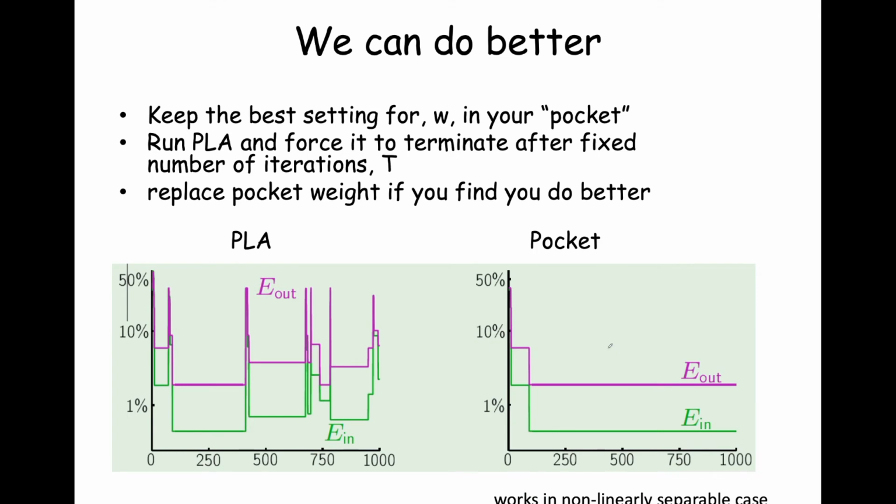One of the things we can do is something called a pocket version of PLA. And what this pocket PLA does is that it does not allow the perceptron learning algorithm to degrade. It either improves or stays the same. And this only requires a single register, single variable. And let's call this variable W. And this W is the pocket. And how it works is you run PLA for some number of rounds, and you force it to terminate after a fixed number of rounds. So T, or time instant, in this case, is 1,000 rounds.